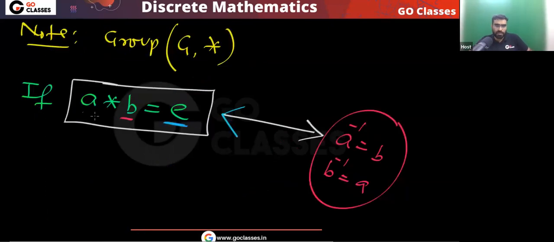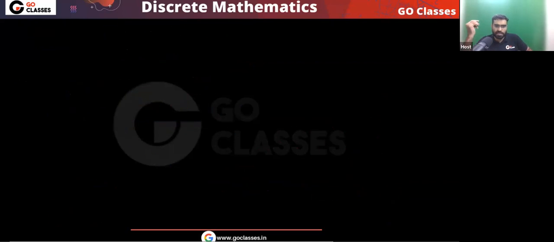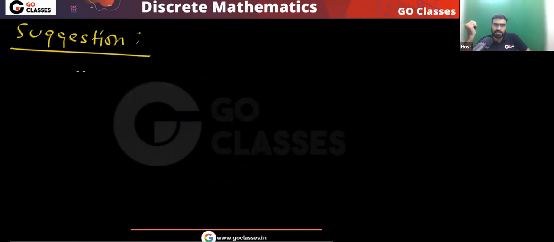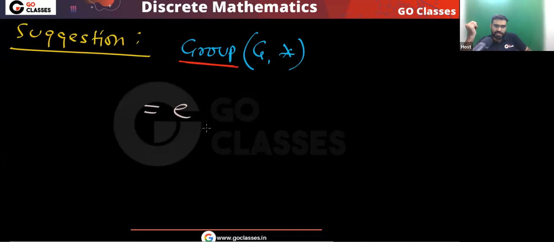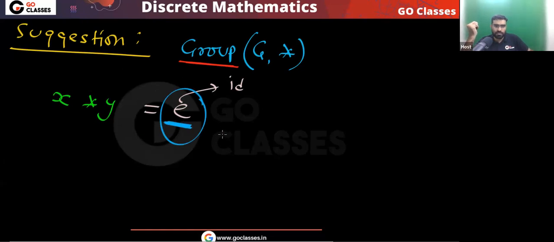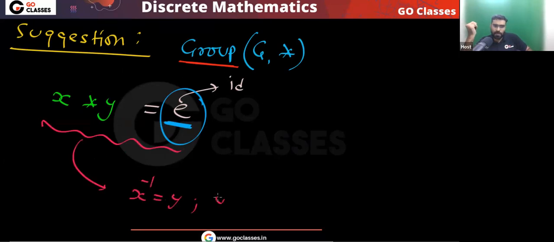Now I told you this is very important. Whenever you see this, what should come to your mind? This is my suggestion to you: in a group, if you see this type of equation where you have the identity element on one side, and on the other side you can have anything, for example X star Y, immediately you should think that X inverse is equal to Y, Y inverse is equal to X. Okay, this is a strong suggestion.